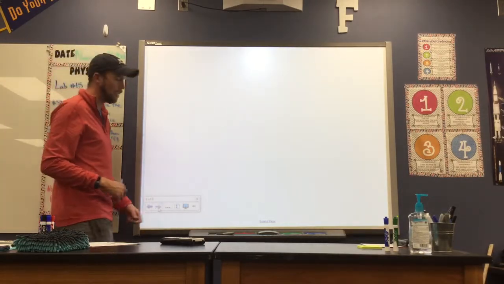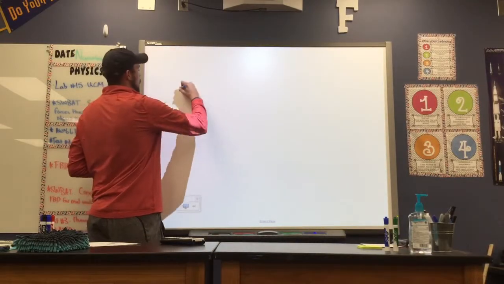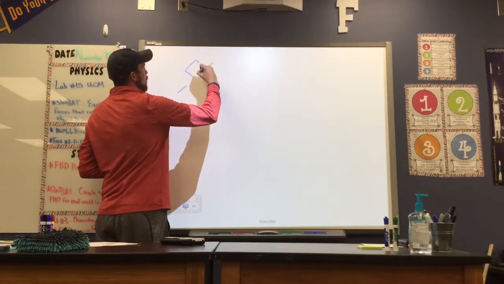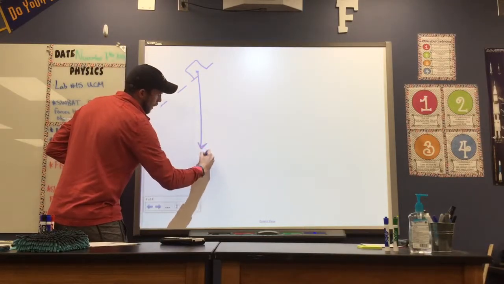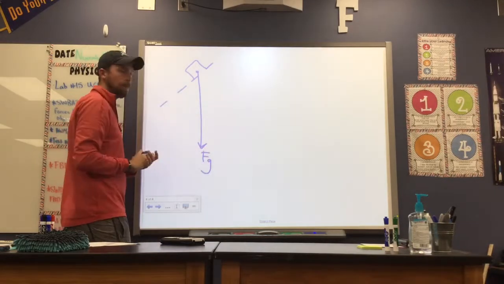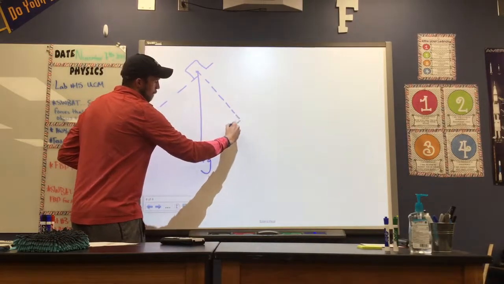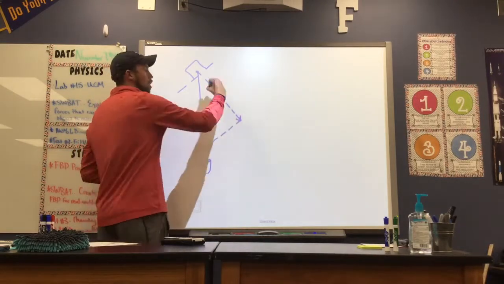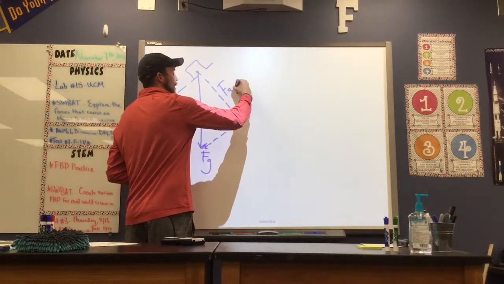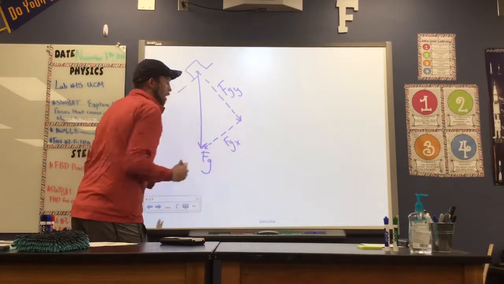So I'm going to come to a new page and draw this vector a little bit larger. Here we've got our box on its plane, and I've got this force of gravity. I'm going to draw this large so we can see it. Fg. Now that force of gravity has a y component and an x component. I'm going to call this our force of gravity in the y, and this right down here, our force of gravity in the x.